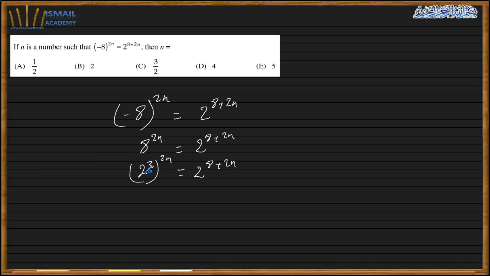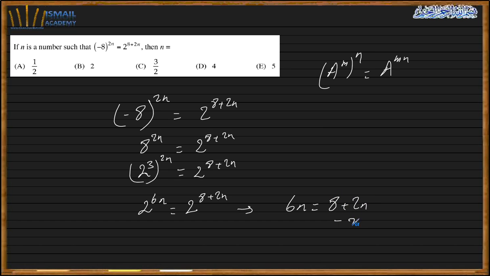Because I need to make the same base in order for me to solve, so now I multiply the exponents, so I have a to the m to the n is a to the mn, so here it becomes 2 to the 6n equal 2 to the 8 plus 2n. Now the bases are the same, so I can make the exponents equal. So I solve for n, minus 2n both sides. So I got 4n equal 8, divided by 4. So n will be 2, and this is my second choice.